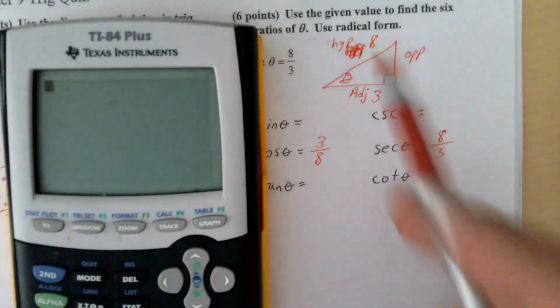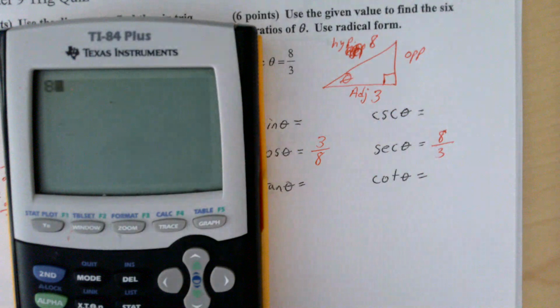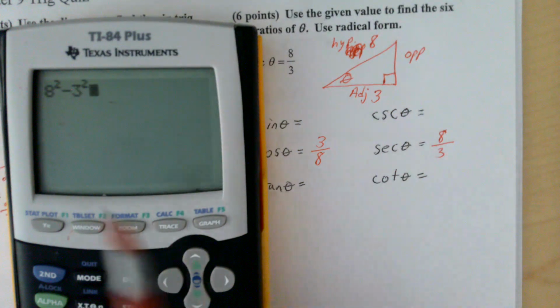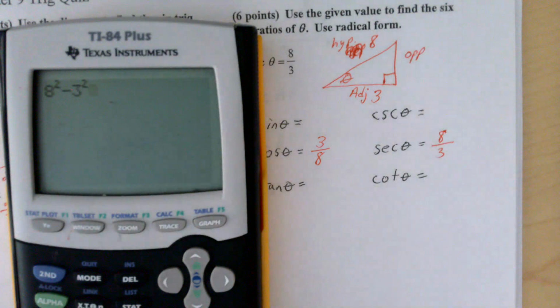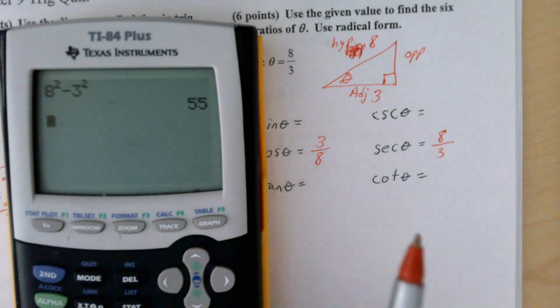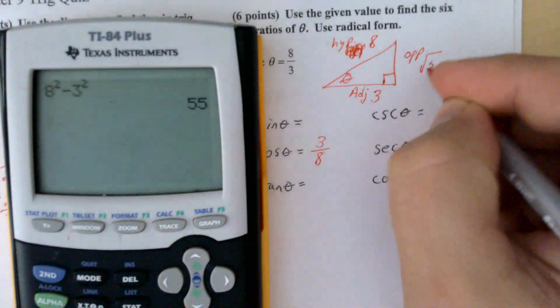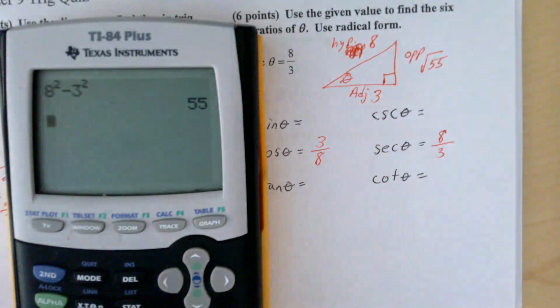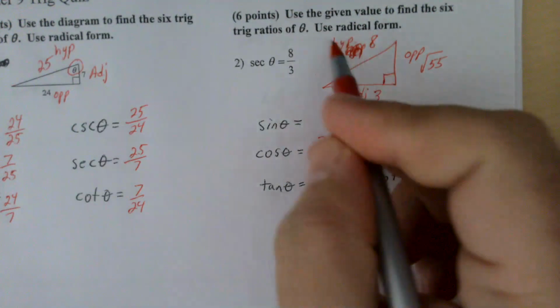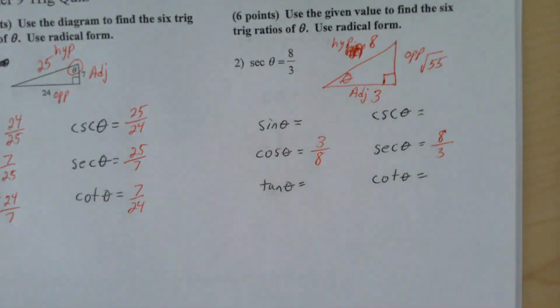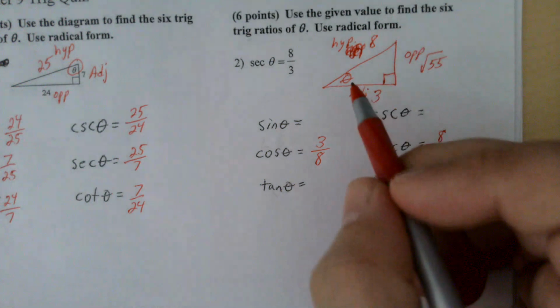This time I tell you what C is. So it's going to be 8 squared minus one leg squared. So in this case, it's going to be 64 minus 9, which is 55. We take the square root of 55, just leave it as root 55. Okay, I don't need a decimal for these, so we want to use radical form. Okay, so it should be easy from here on out.